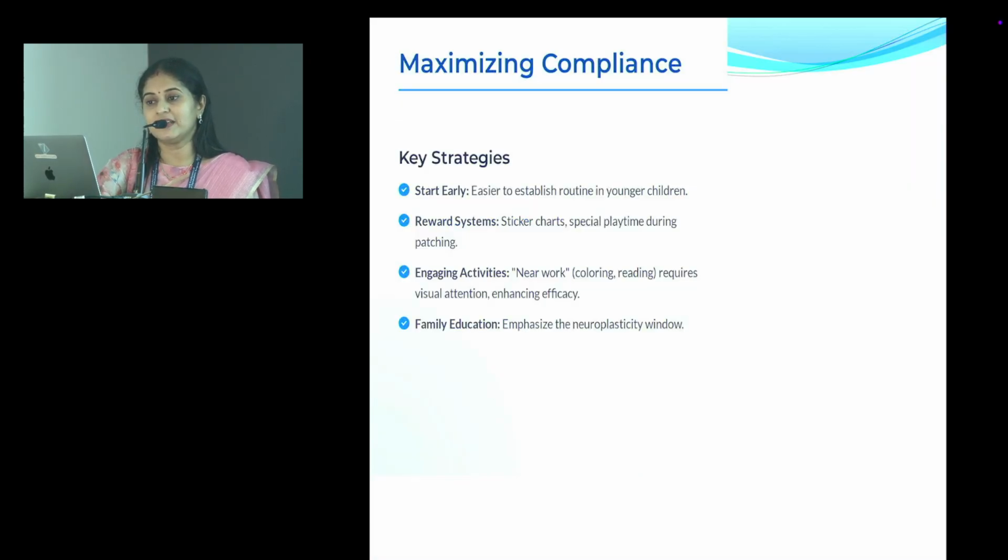And what are the key strategies to maximize compliance? It is easy when you start occlusion in a smaller child, because it is easier to establish the routine in younger children. And you can give some reward systems like sticker charts or special playtime during patching, engaging activities, and family education is very, very important. Emphasize the neuroplasticity window both to the mother as well as the father.